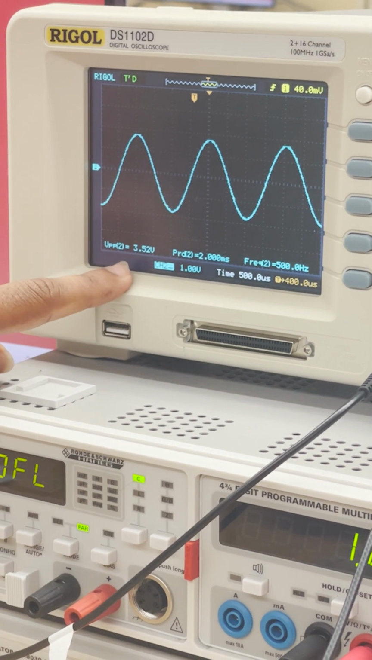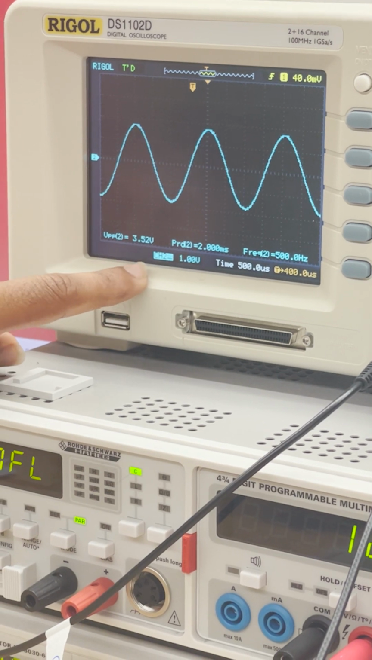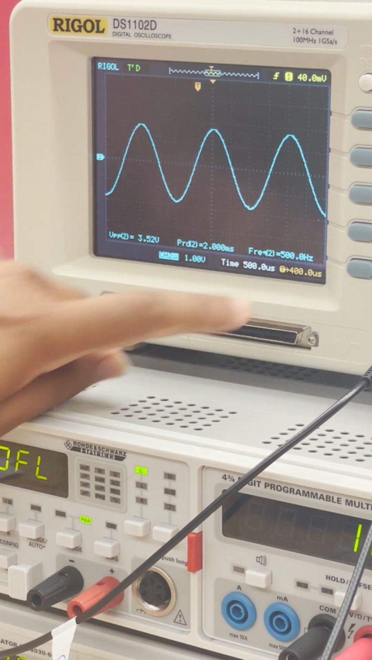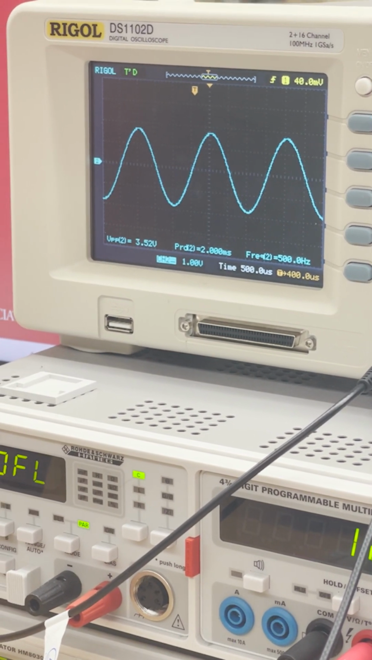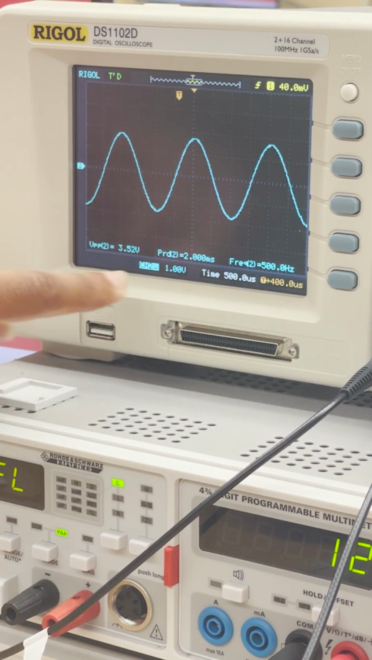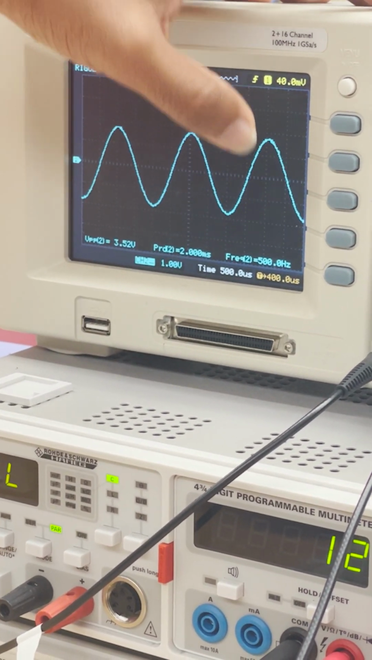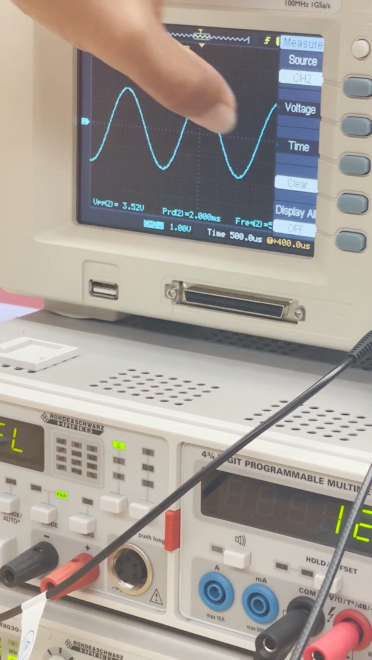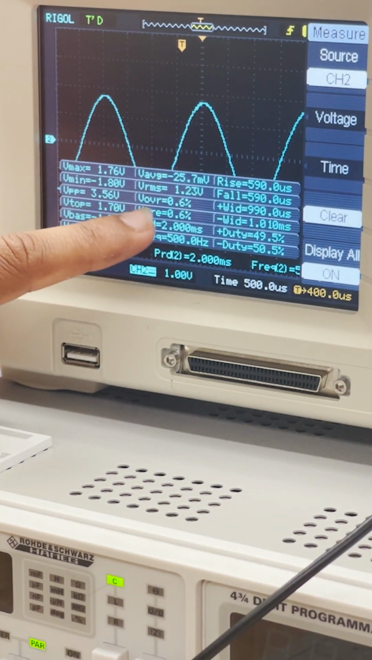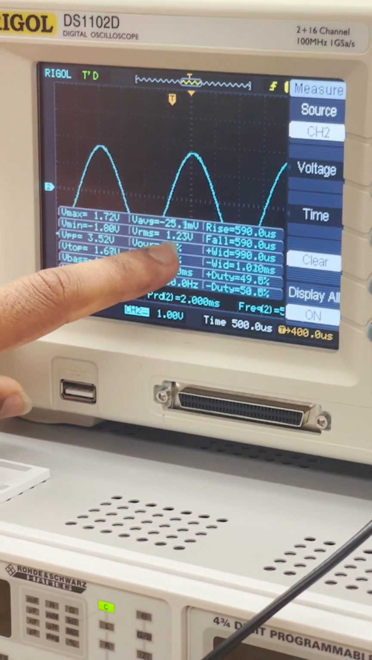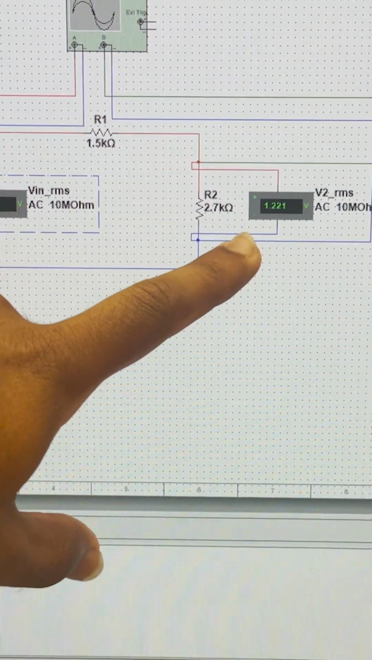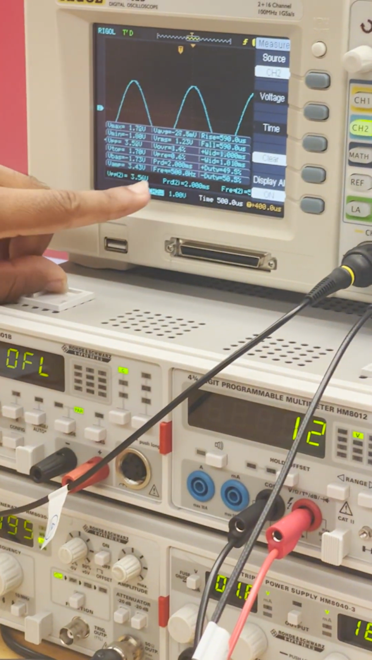So we have our V peak to peak, which is 3.52. Then we have our period, which matches up again at 2 milliseconds. And then we have our frequency once again at 500 hertz, which matches up with our original input value. And then to see multiple values, because we push our VRMS off the screen, we come down here, and then we hit display all. That should bring up our VRMS right here at 1.23 volts, which matches up again with our Multisim measurements.